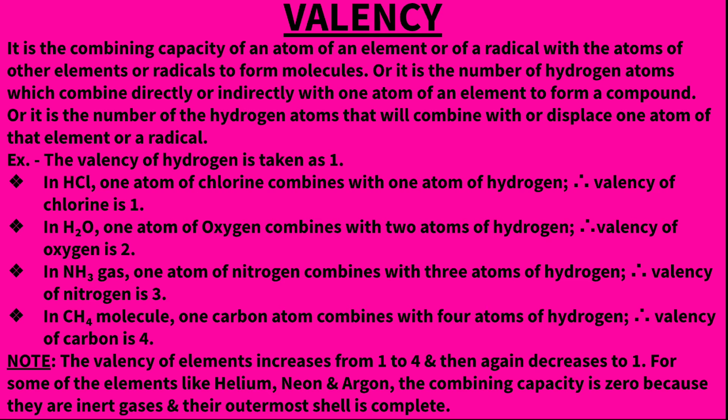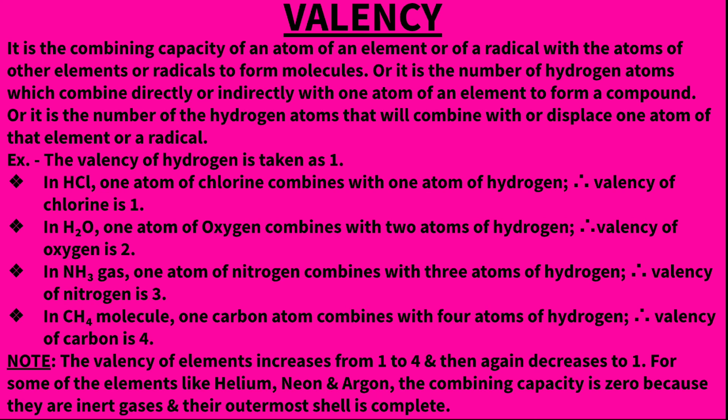For example, the valency of hydrogen is taken as 1. In HCl, one atom of chlorine combines with one atom of hydrogen, so the valency of chlorine is 1. In H2O, one atom of oxygen combines with two atoms of hydrogen. Therefore, the valency of oxygen is 2. In NH3, one atom of nitrogen combines with three atoms of hydrogen. Therefore, the valency of nitrogen is 3. In methane, CH4, one carbon atom combines with 4 atoms of hydrogen. Therefore, the valency of carbon is 4.